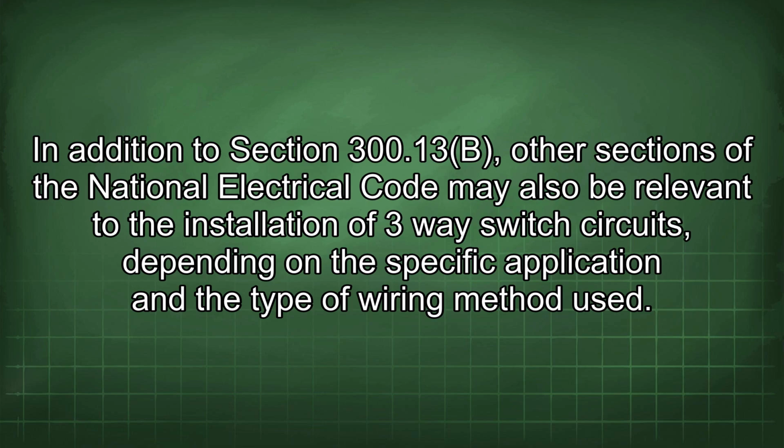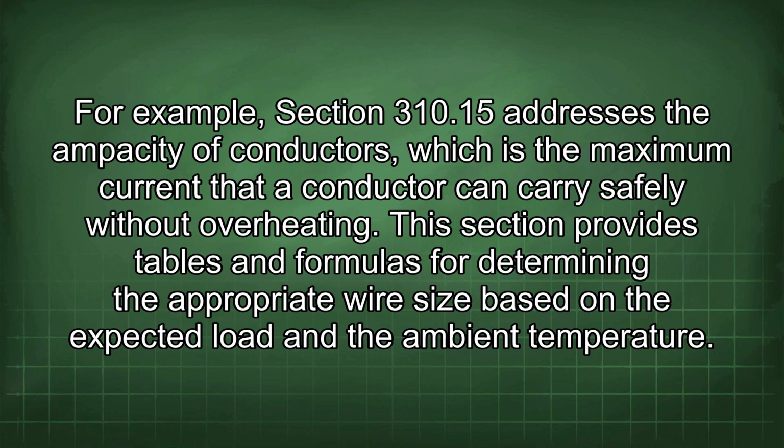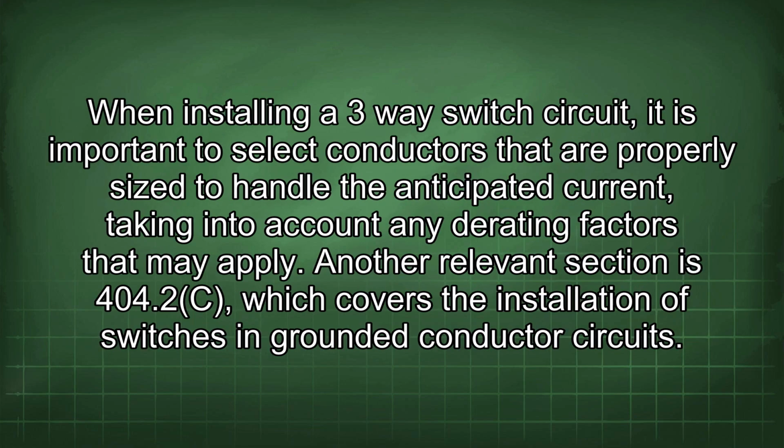In addition to Section 300.13(B), other sections of the National Electrical Code may also be relevant to the installation of three-way switch circuits, depending on the specific application and the type of wiring method used. For example, Section 310.15 addresses the ampacity of conductors, which is the maximum current that a conductor can carry safely without overheating. This section provides tables and formulas for determining the appropriate wire size based on the expected load and the ambient temperature. When installing a three-way switch circuit, it is important to select conductors that are properly sized to handle the anticipated current, taking into account any derating factors that may apply.